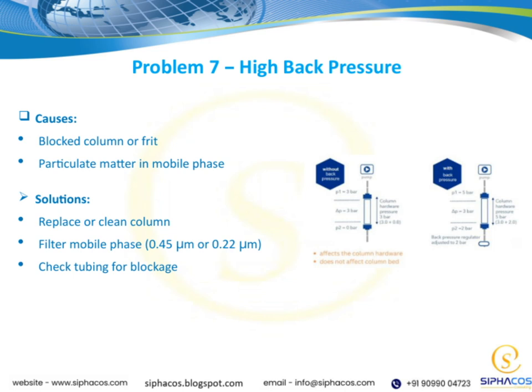To resolve this, the first step is to replace or clean the column thoroughly. Regular maintenance can prevent buildup and keep everything flowing smoothly. Additionally, filtering the mobile phase with a 0.45 µm or 0.22 µm filter is crucial to remove any particulates before they enter the system. Finally, it's important to check all tubing for any blockages or kinks that could impede flow. By addressing these issues proactively, we can maintain optimal system performance and avoid unnecessary downtime.